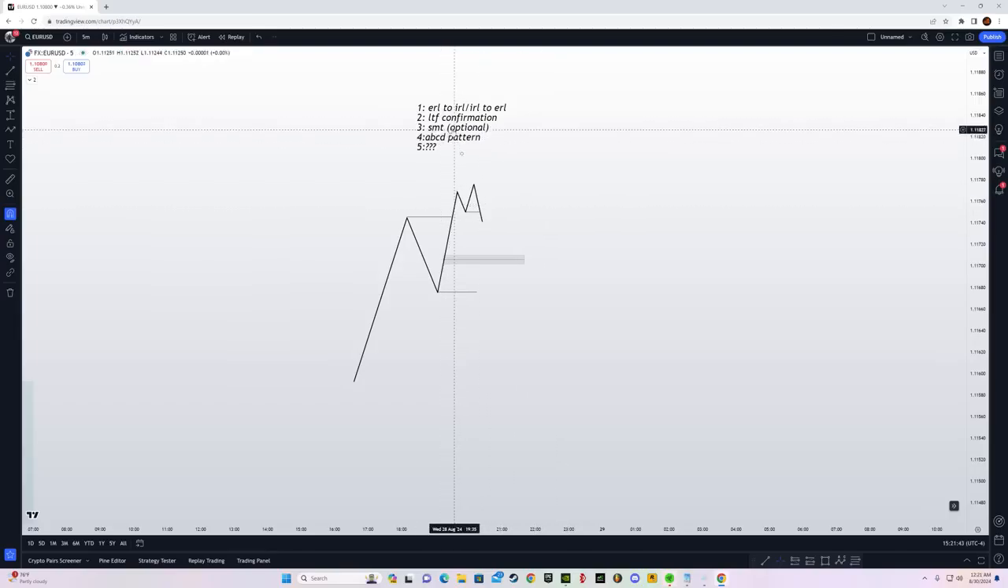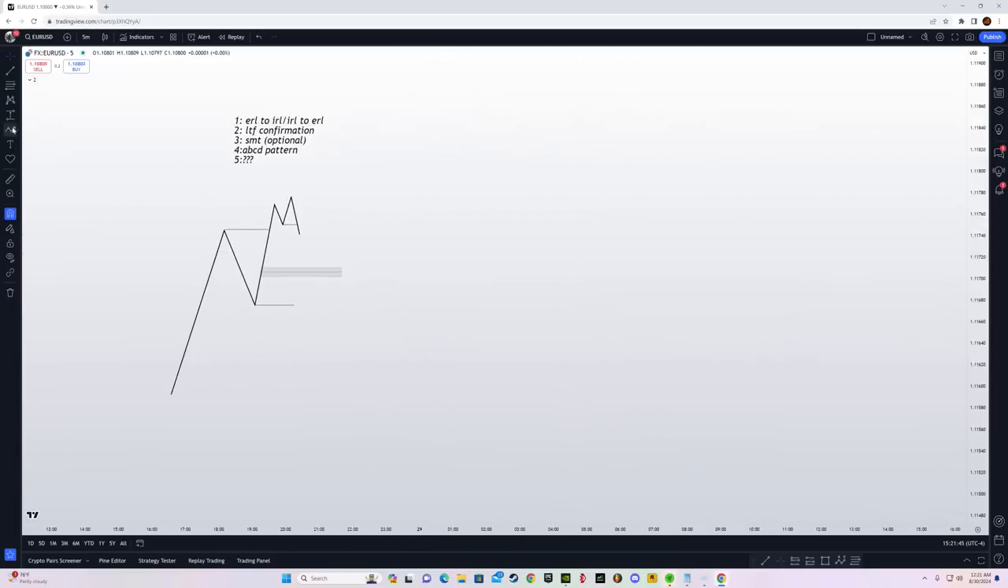So what is the ABCD pattern? I have taught this method before in my old YouTube videos and in part 1 of my course, but this is what it looks like. We have A, B, C, D. What exactly is this? We have a lower low, lower high, lower low, and then we have a sweep of a lower high.